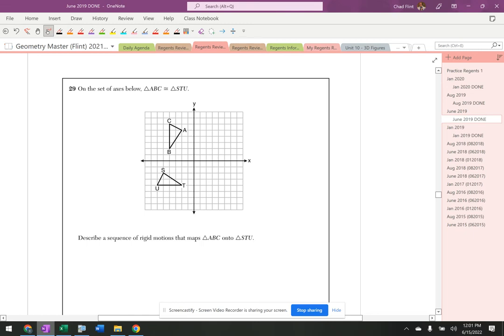All right, so how does ABC get onto STU? So it's going to go, it looks to me like it almost has to rotate in that direction. All right, so I am going to screen clip this.